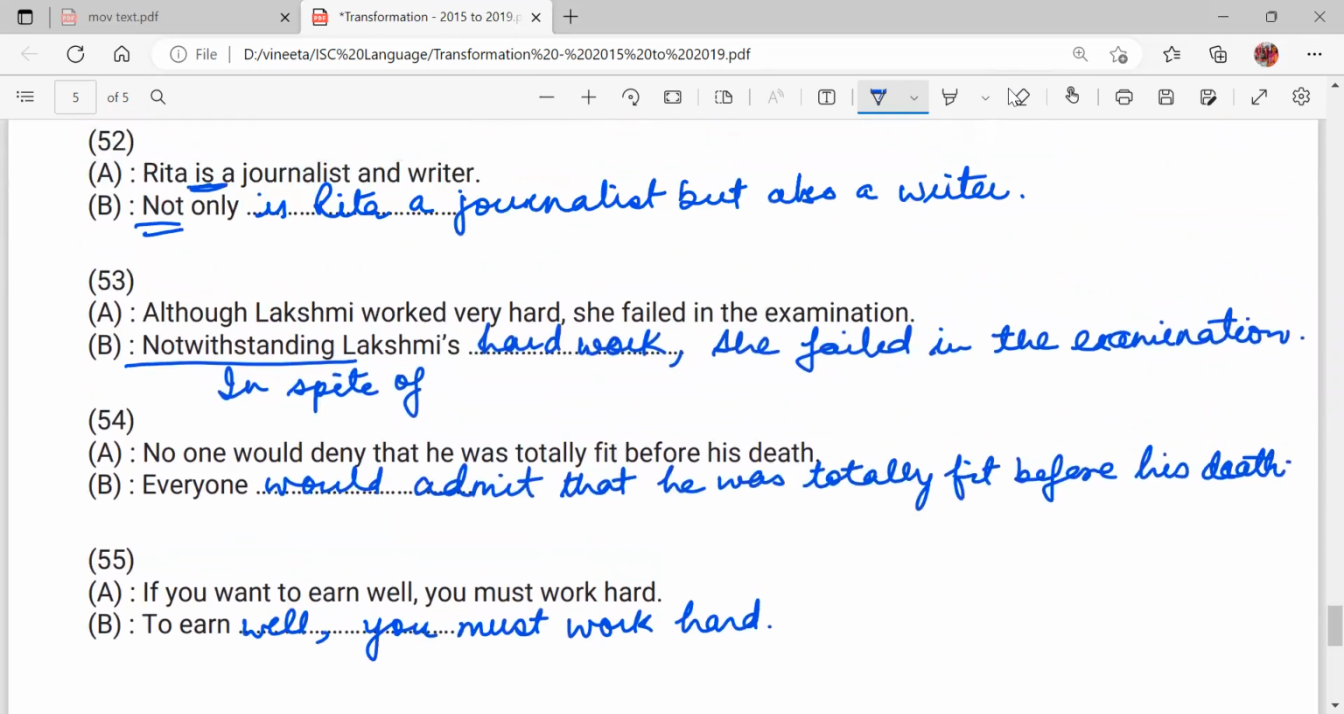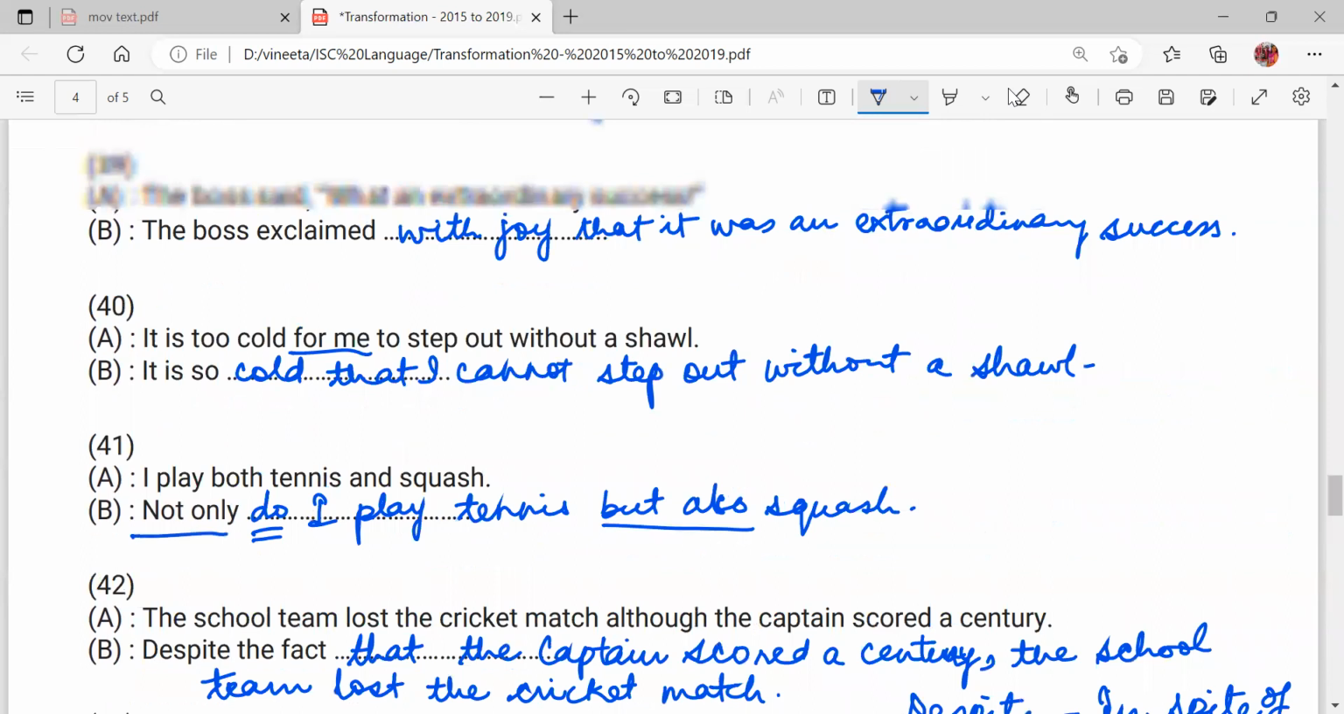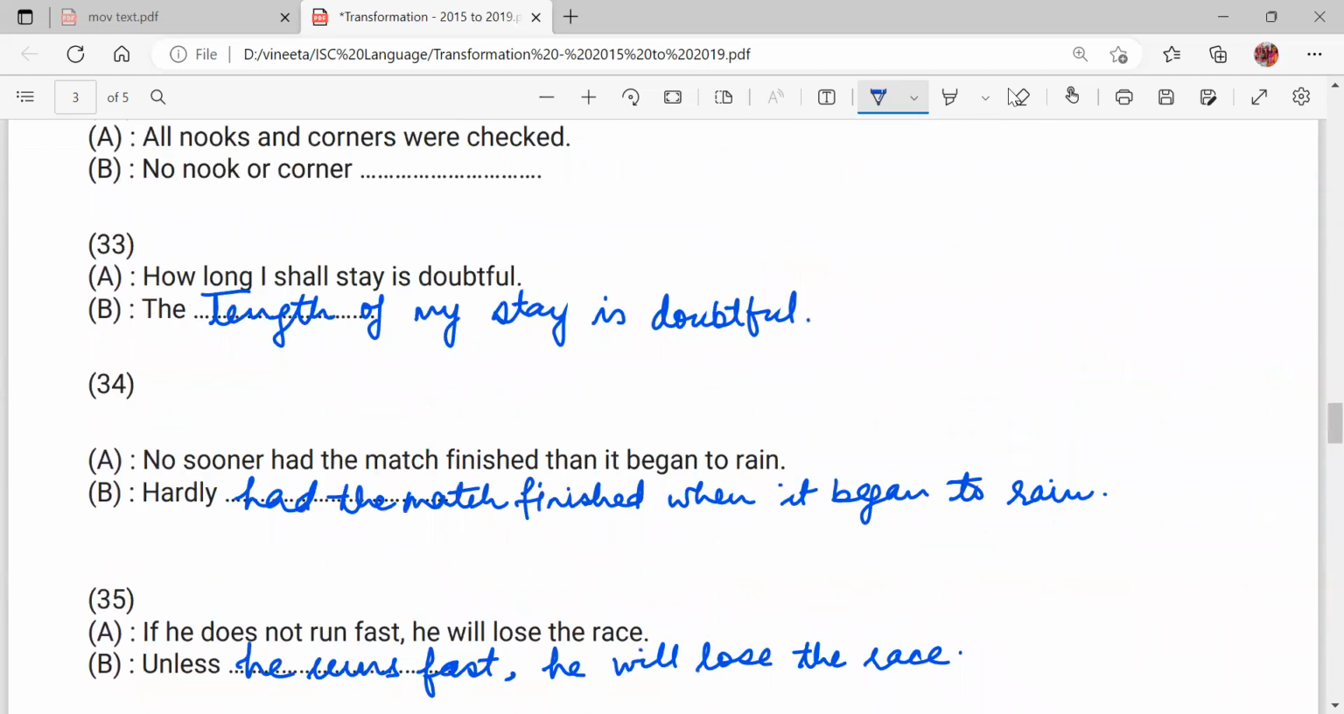So these are the 55 sentences which I took from previous year's papers from 2015 to 2019. And here, after doing all these sentences, you may see yourself that there are some common transformations which you must be aware of, which you must practice. Number one, interchange between so that and to. Number two, changing one kind of sentence into another kind, that is affirmative to negative, negative to affirmative, exclamatory to assertive, question to assertive, right? Then third is sometimes you may have to change the part of speech also.